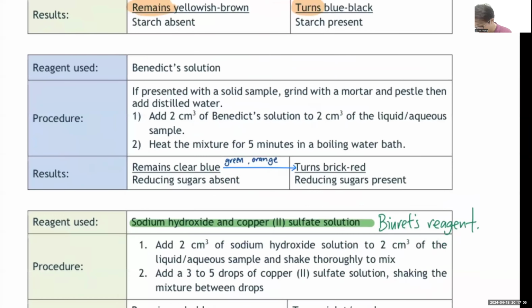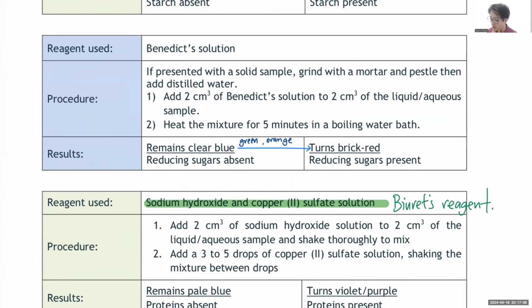For this one, I'm just going to zoom into the Benedict's test, because this is where I share with you what was mentioned. We grind the solid sample with the mortar and pestle, then we add distilled water. Imagine I have this paste and I add water. Do I test directly? What do I do to this mixture first? I mix it, then do I test immediately? You're right, I need to filter the mixture.